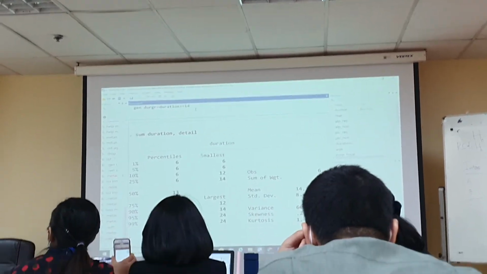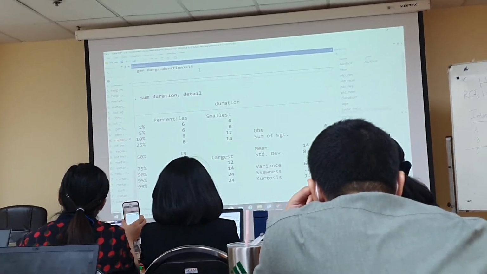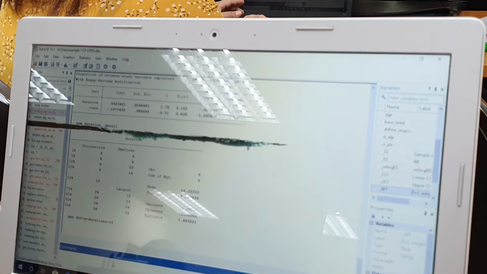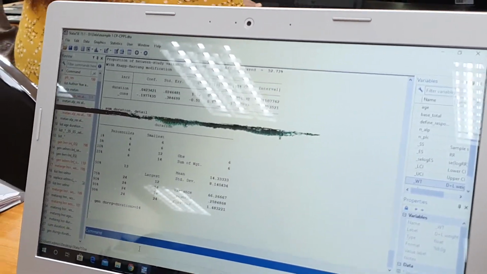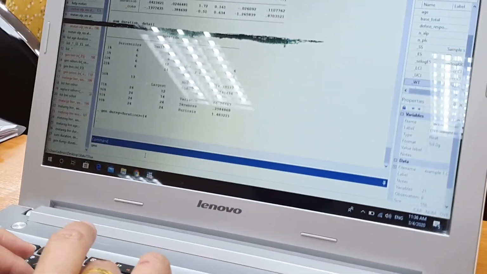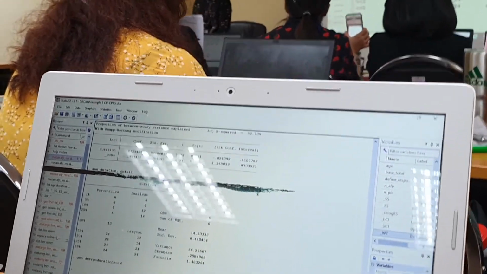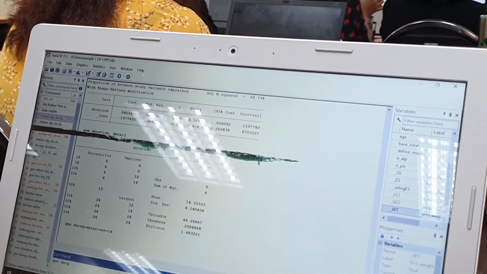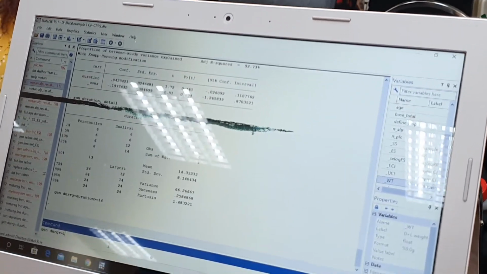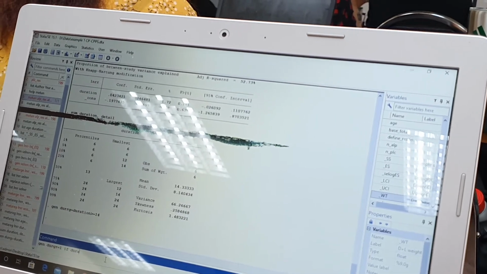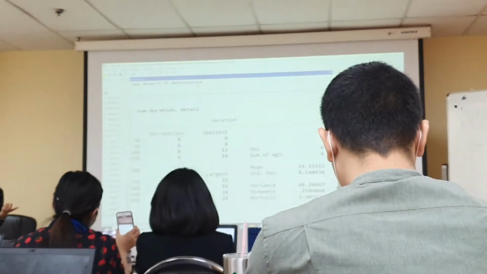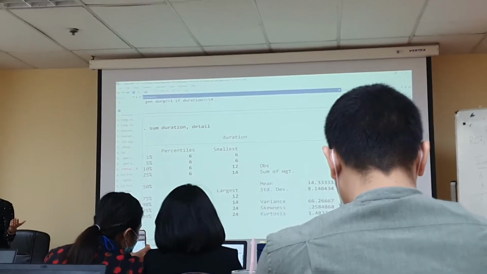Or you can do it one by one to make it more understandable. If you don't like this command, 2 in 1, you can type 2 commands. Then, generate duration GR equal 1 if duration is greater than or equal to 14. That way we get only 1 group, and then we replace the rest later. Shall we do it? That will make you understand easily.